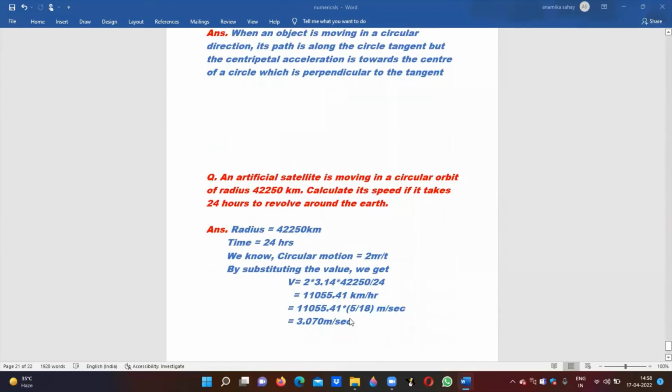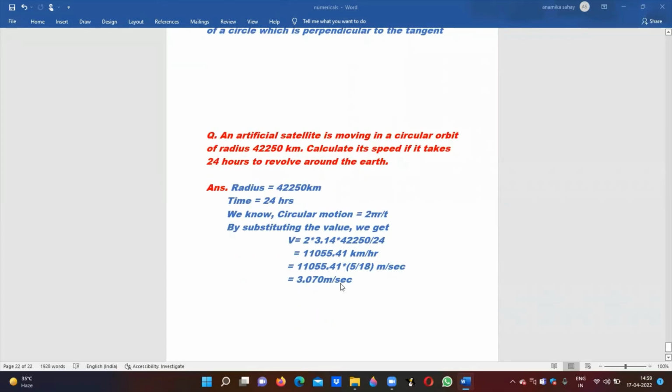Now, the next question. An artificial satellite is moving in a circular orbit of radius 4250. The radius is given. Calculate its speed. It takes 24 hours to revolve around the sun. Time is also given. You know the formula of circular motion, 2 pi r by t. By putting in the values, we get v is equal to 2 pi r by 24. The answer will be 2.070 meter per second. We have completed all the numericals and the question answer part.